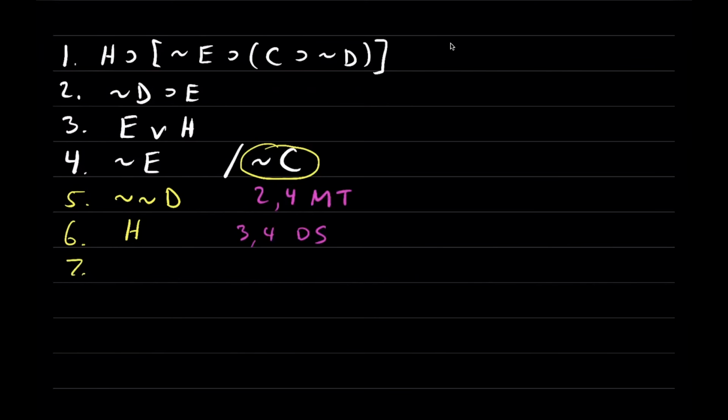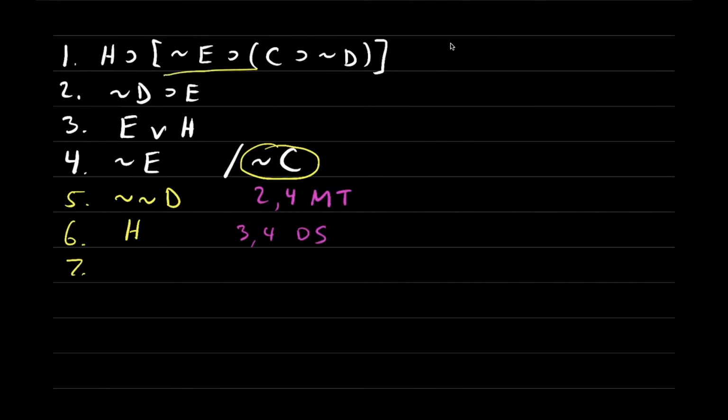Line 7. Now here's where we're going to use that very scary looking first premise, which isn't as scary as it looks. Line 1 says, if H, then that entire expression in brackets follows. And we don't want to worry about what that expression is yet. We just know that if H is true, we get that expression in brackets. And line 6 tells us that H is true. So we know that that entire expression inside the brackets has to be true.